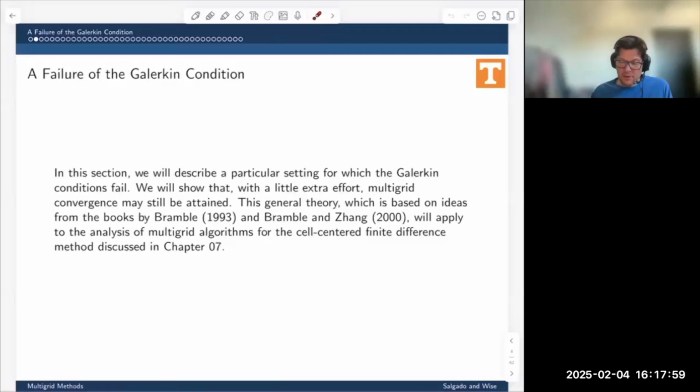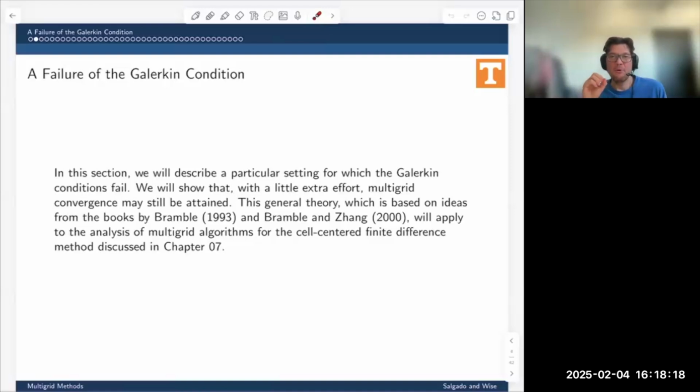In this section, we're going to describe a particular setting where the Galerkin condition fails, and we're going to show that, again, with a little extra effort, we can still salvage multigrid convergence. But we're going to have to work a little bit harder, and things are going to be a little more complicated.